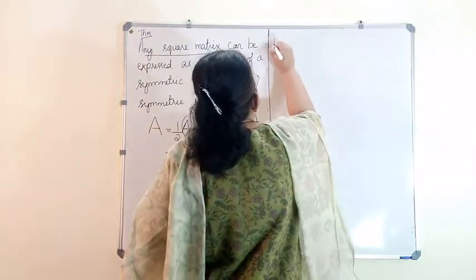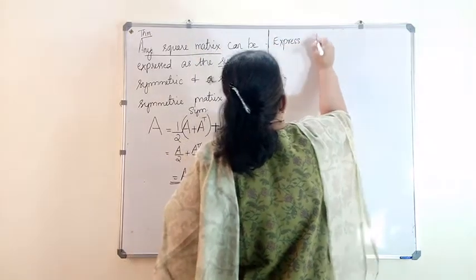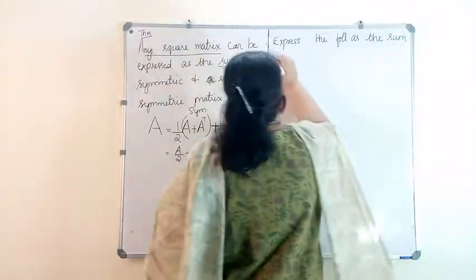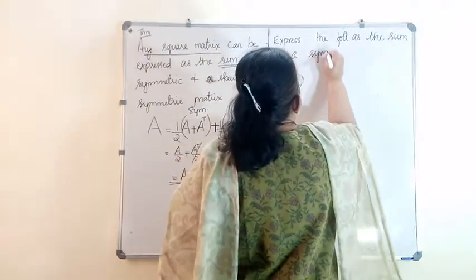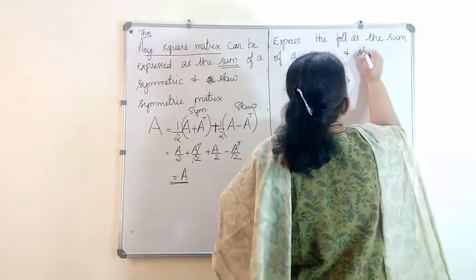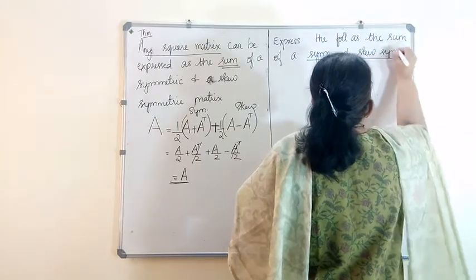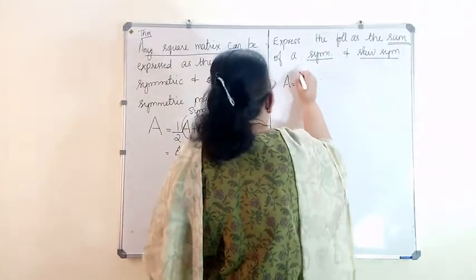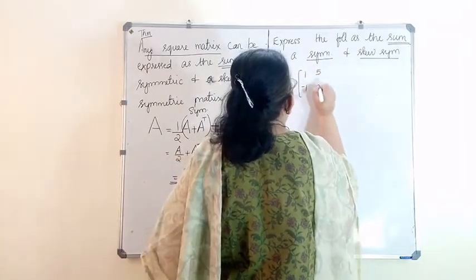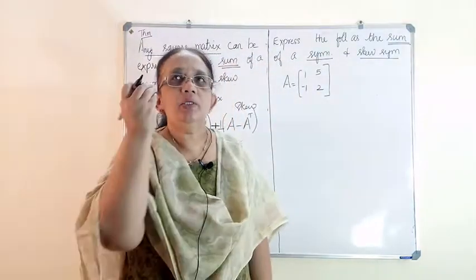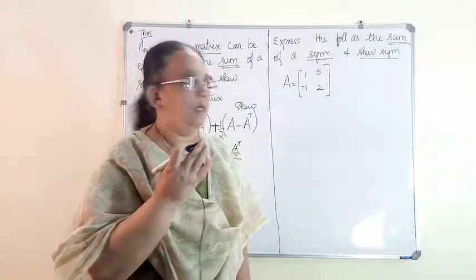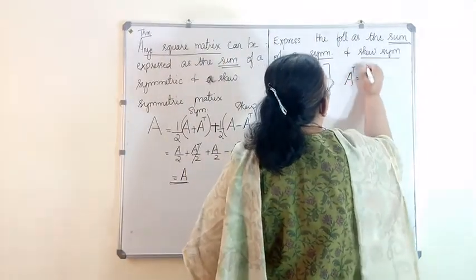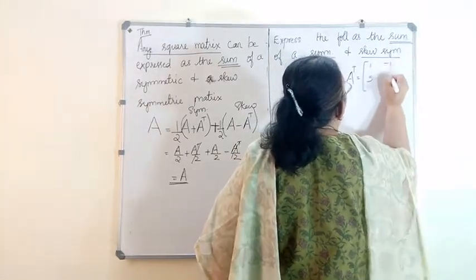Express the following as the sum of a symmetric and skew symmetric matrix. Let us take an example, A equals 1, 5, minus 1, 2. So when you get such a question, at once it should come to your mind, you have to find the transpose, isn't it? Because transpose is there. So what is the transpose of this matrix? Rows become the columns. 1, 5, minus 1, 2.